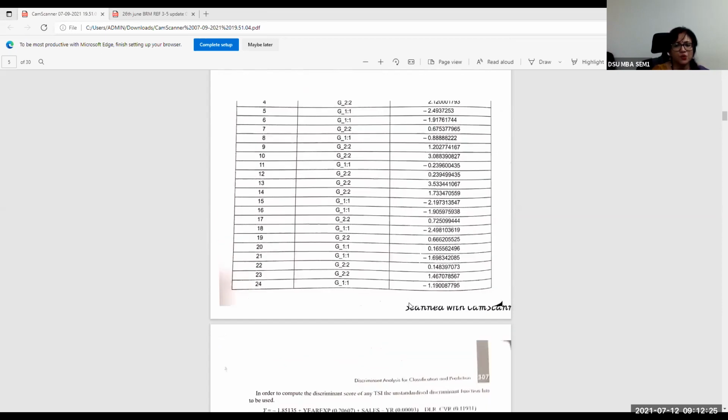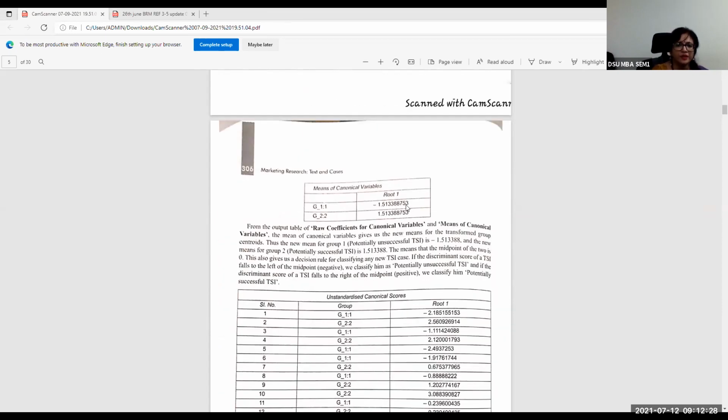In this case, the discriminant scores were brought out from this table, wherein we would need to find the discriminant score out of the discriminant function and see whether the scores fall to the left of the 0, to the extent of minus 1.5133. If any score was falling to the left of the mean of 0, it would be categorized as 1, an unsuccessful TSI. And if it had a discriminant score of positive value to the right side of the 0 score, with values ranging from 0 to plus 1.5133, then the respondent would be categorized into the second category.